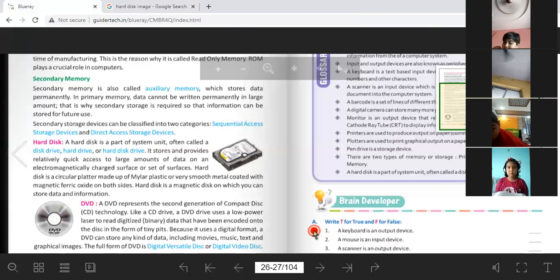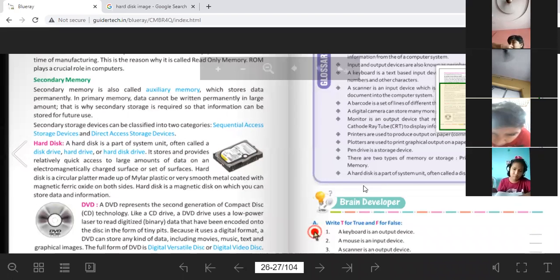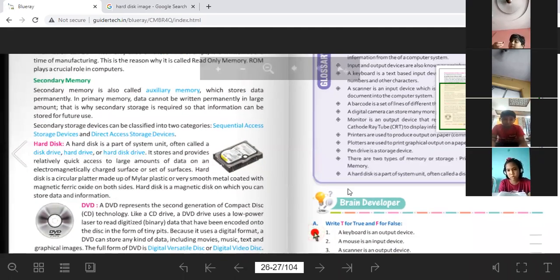Now, next is DVD, which we all know as CD. You must have seen that you have been provided with a CD in some books also. So a DVD represents the second generation of compact disc, that is CD technology. Like a CD drive, a DVD drive uses a low power laser to read digitized, that is the binary data that have been encoded into the disc in the form of tiny bits.